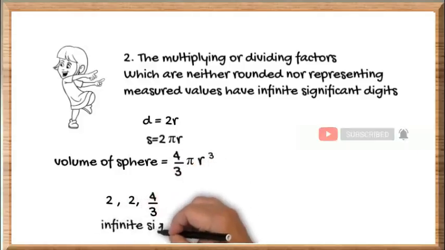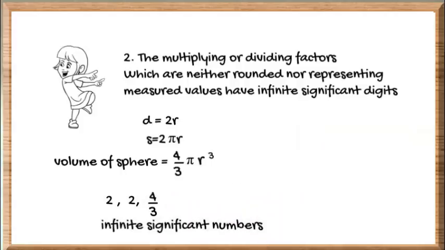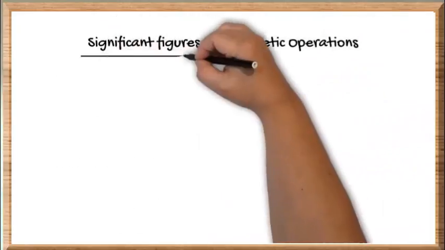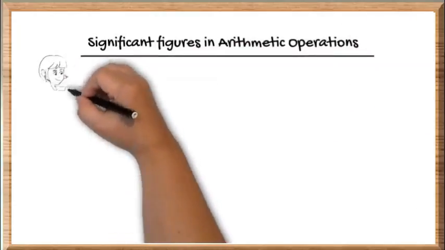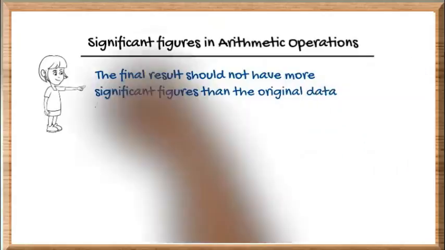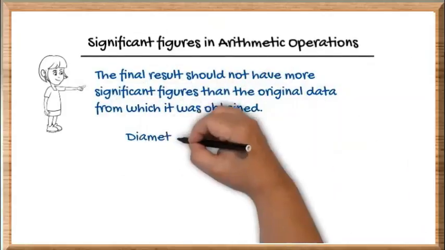In these formulae, the numbers 2 or 4 by 3 are having infinite significant figures. The next is significant figures in arithmetic operations. The final result should not have more significant figures than the original data from which it was obtained.